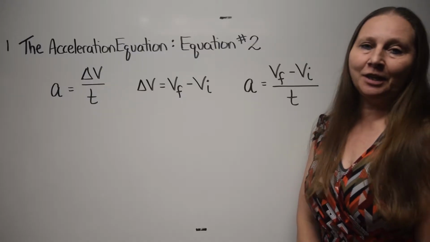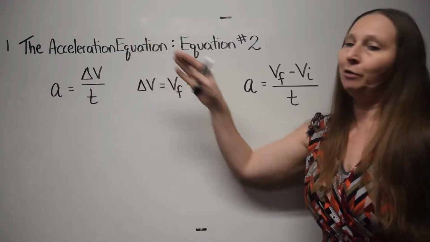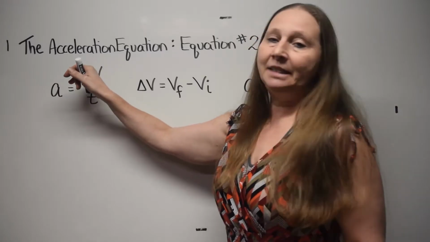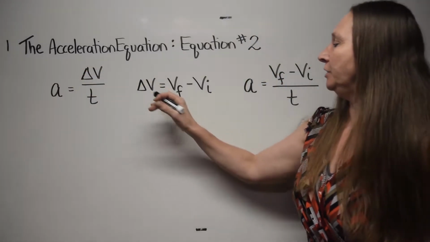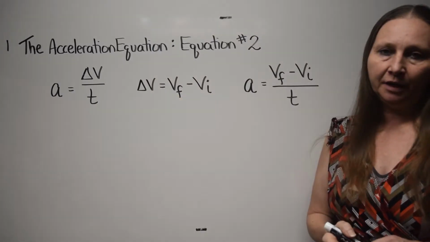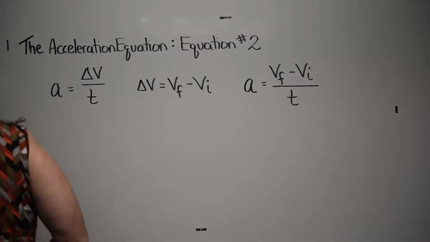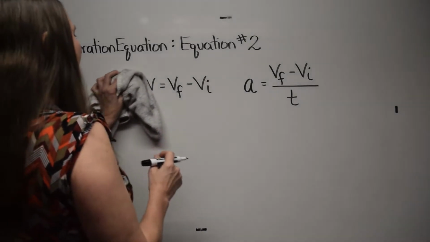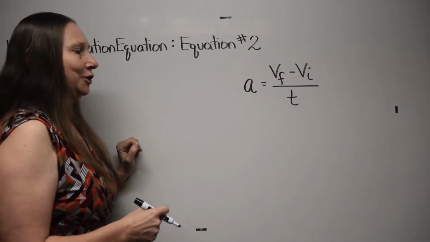The second basic kinematic equation is equation number 2, the acceleration equation. It's written on the reference tables, a equals delta v divided by the time. But since delta v is really v final minus v initial, you should never, ever, ever write down this version. It's basically useless. What you write down instead is that a is equal to v final minus v initial divided by t.